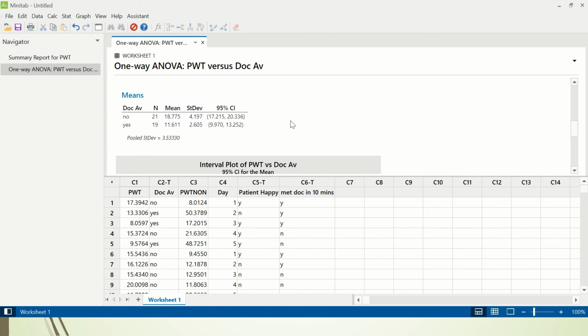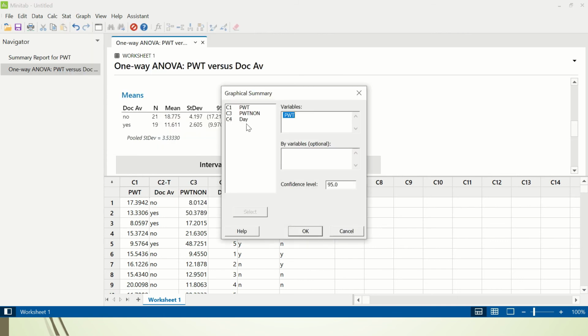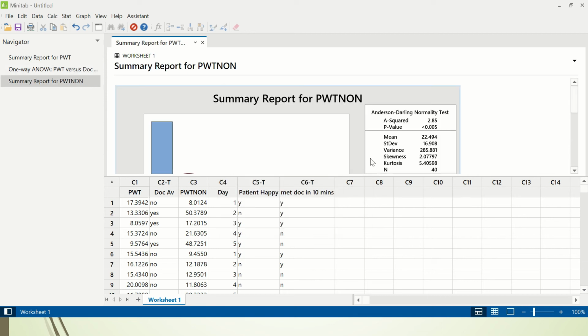Moving on to the next tool, which is Mood's Median Test. For that, my Y should be non-normal. I have kept some non-normal Y in column C3. We can prove that with the help of graphical summary. Stat, Basic Statistics, Graphical Summary. Under variables, I will enter column C3 and click OK. Since the p-value is less than 0.05 here, it indicates that data is non-normally distributed.